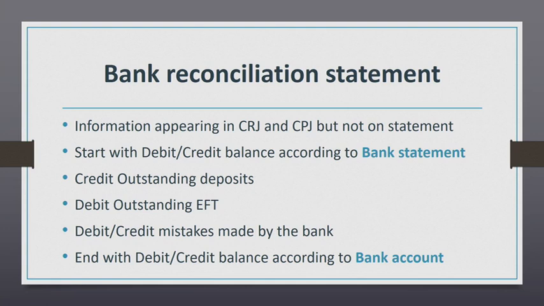And then the magic is the two totals, the debit and the credit column, will be the same, or supposed to be the same, after the reconciliation.